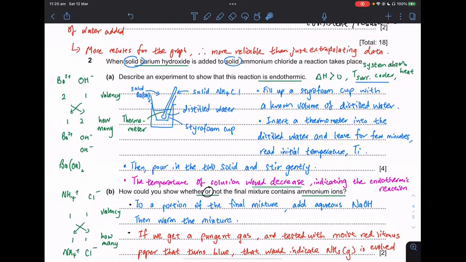You don't really measure temperature of solid. It's difficult to measure temperature of solid, right? So what you do is you measure temperature of solution. Ideally, you want the solution first, measure initial temperature using a thermometer, put in the solid, measure the final temperature. If it is endothermic, the final temperature would be lower than the initial temperature because an endothermic reaction absorbs heat energy from the surroundings and your solution will get colder.